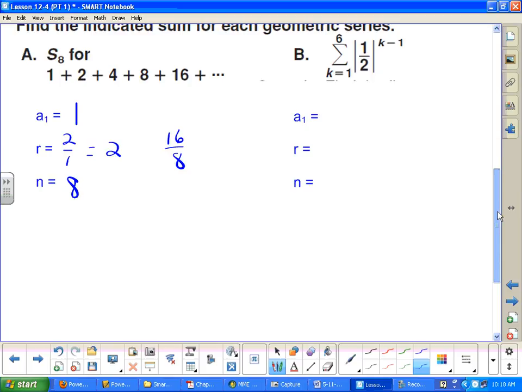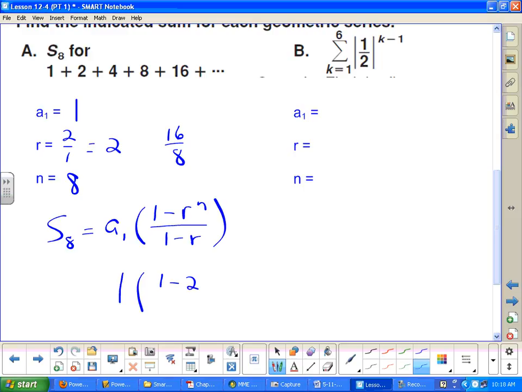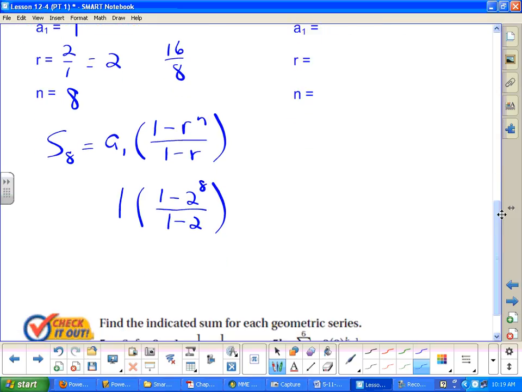So I'm just going to plug them into the formula. So s sub 8 equals, and here's the formula again. This tells us the sum, so we have a sub 1 is 1 times 1 minus 2 to the 8th power divided by 1 minus 2. And you can just plug that in your calculator, and what do you get?